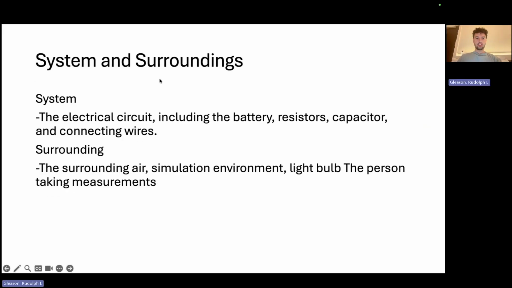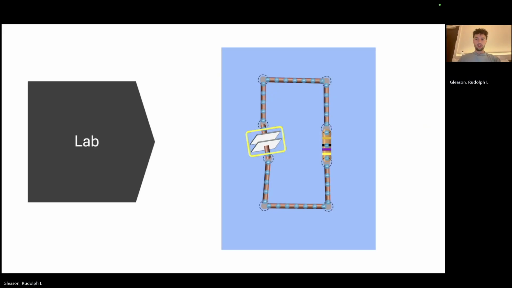So, the systems and surroundings. The system is the electrical circuit, including the battery, resistors, capacitor, and connecting wires. And then the surroundings, I said, were the surrounding air, the simulation environment, the light bulb, and the person taking the measurements. For the lab, this picture is of my second circuit that I built.